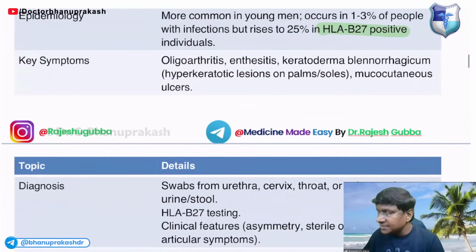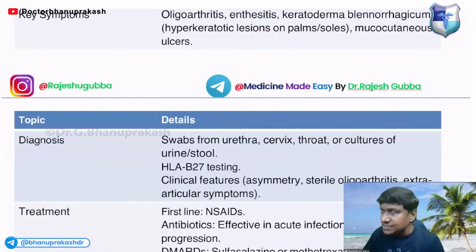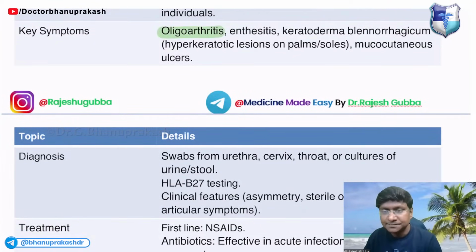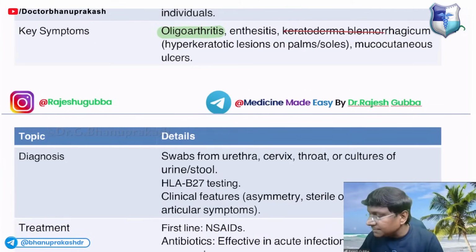Right. Then next is the epidemiology. So please remember, this is more common in men compared to women. So what is the important part of the arthritis? It is not polyarthritis, it is oligoarthritis. It is oligoarthritis, followed by enthesitis, and a very important cutaneous manifestation, that will be keratoderma blennorrhagica, right? Keratoderma blennorrhagica. What is keratoderma blennorrhagica?